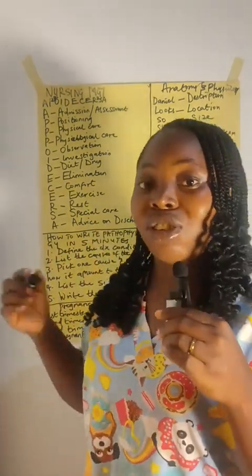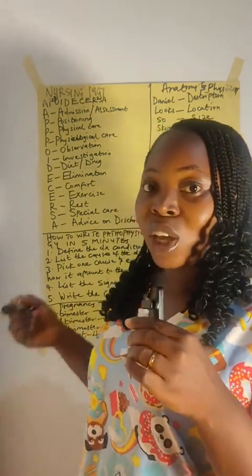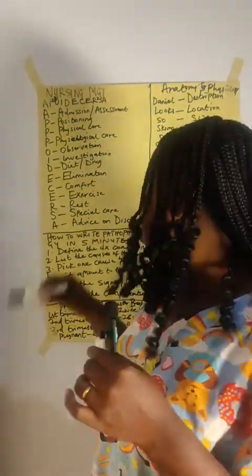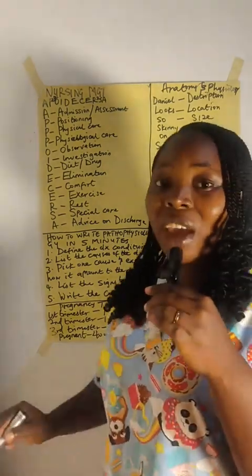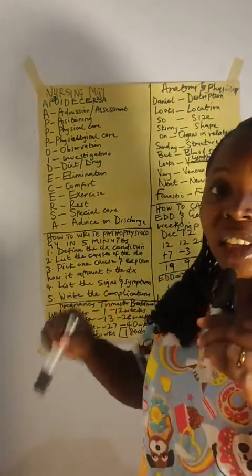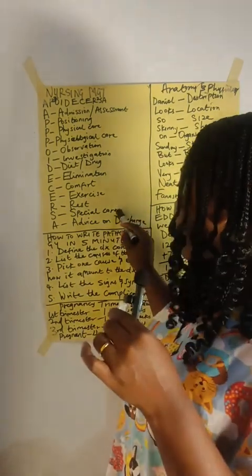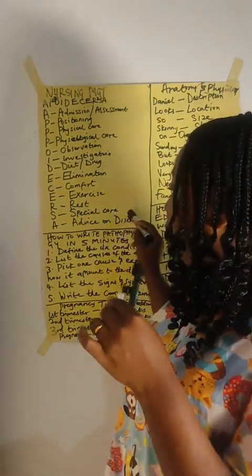So now, this is where you are going to talk extensively about rest. Here you will see restriction of visitors, just for the patient to rest. S now is special care. Any disease condition that has special care, here now is where you are going to tell us about it.